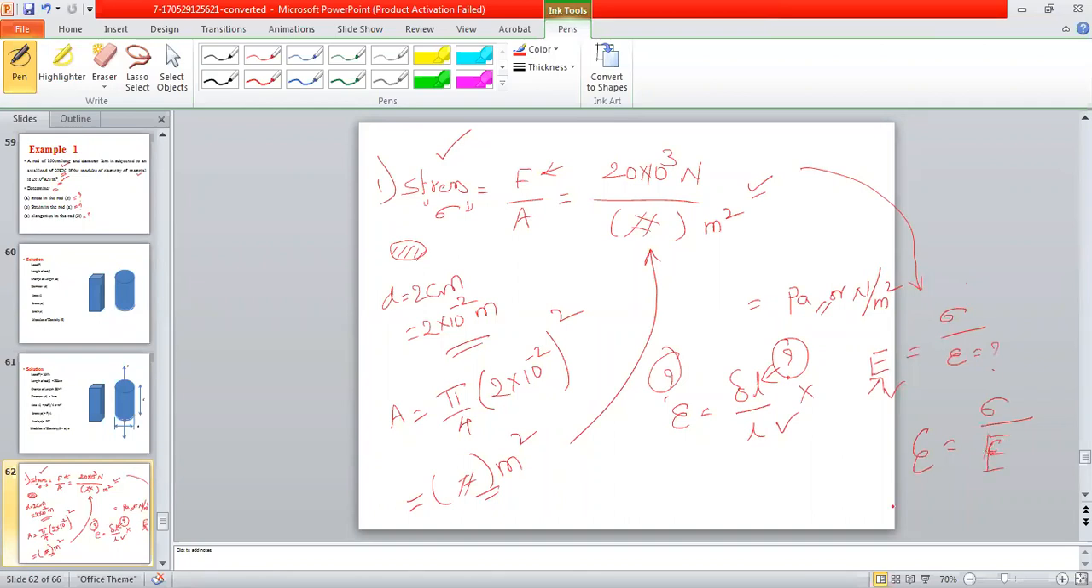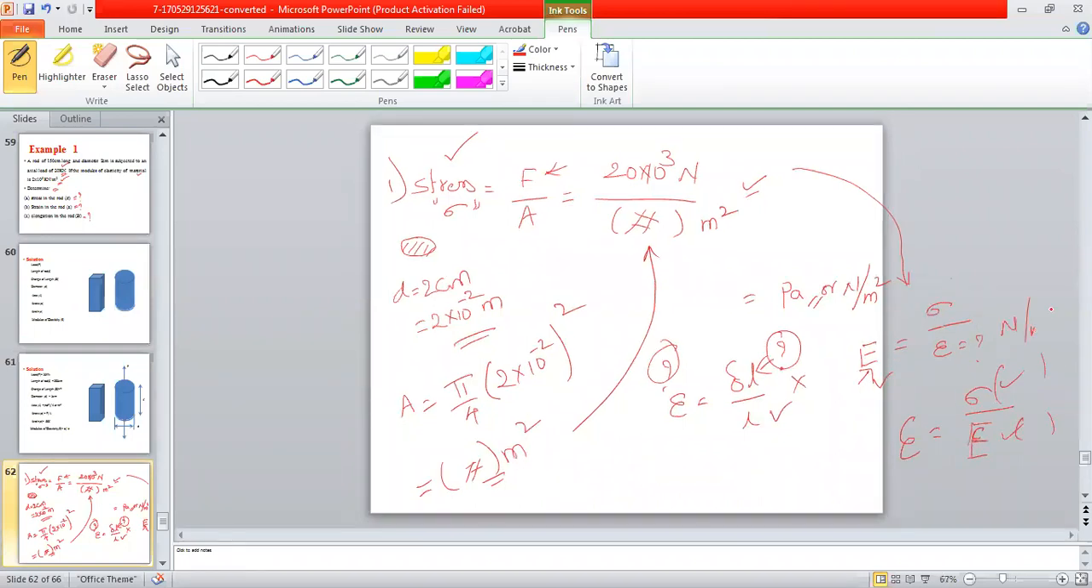Both must have the same units. We need to see that both have the same units, that is Newton per meter square. The stress we have calculated in Newton per meter square, so the Young's modulus also needs to be in Newton per meter square. Therefore, I can calculate the strain, that is stress by Young's modulus, by using this formula.